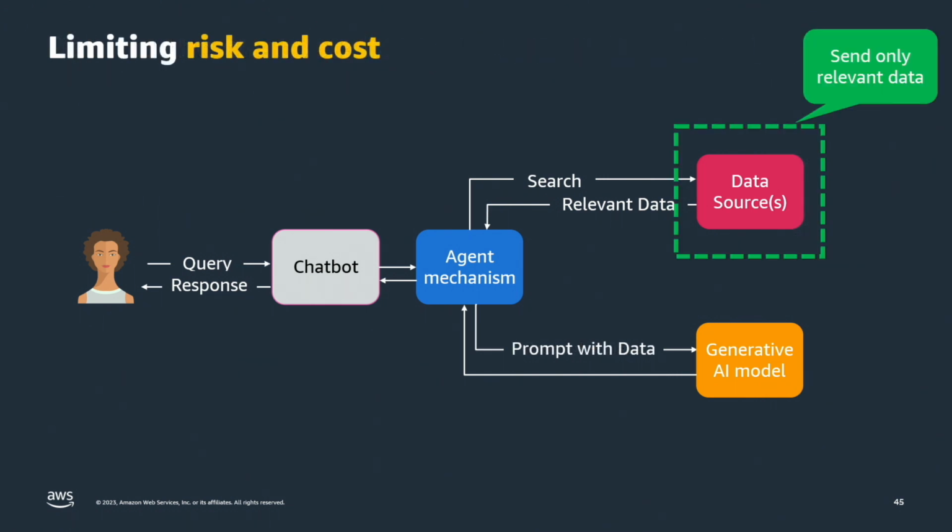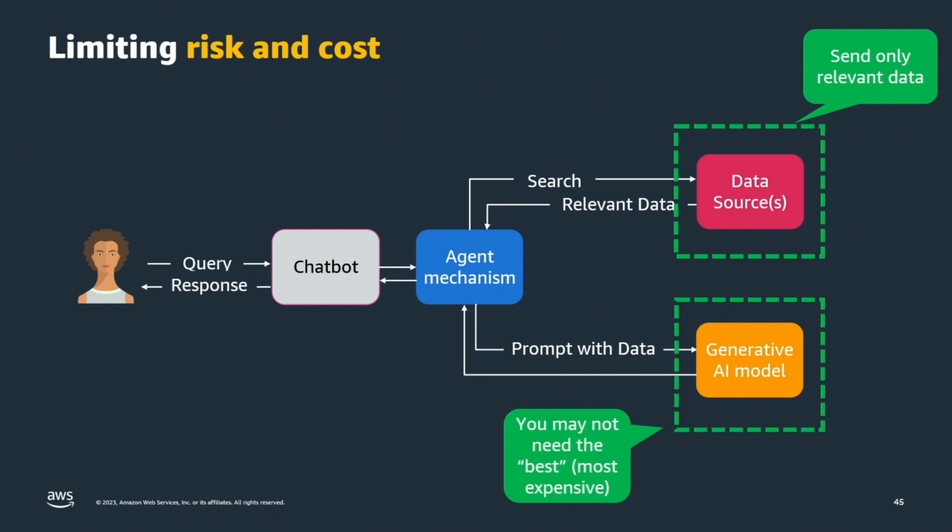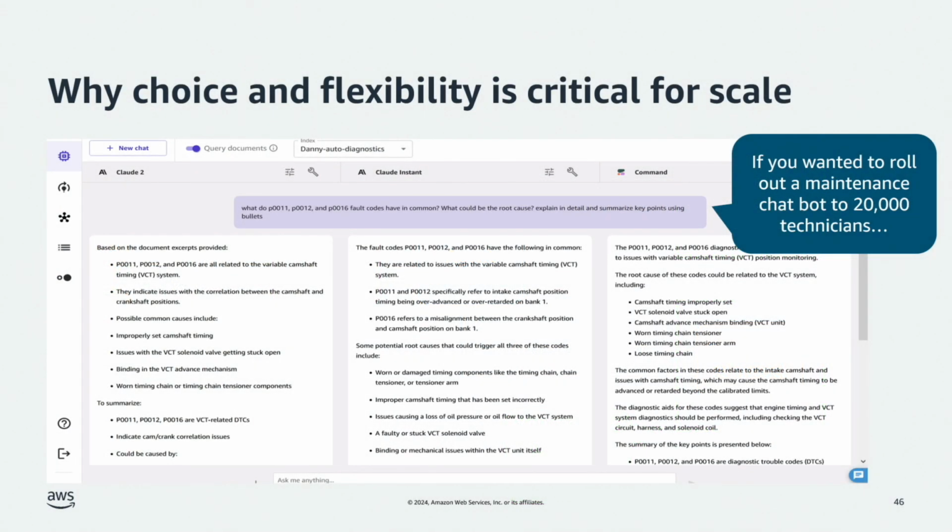So now there's a couple of things to think about. One, with this kind of architecture, you only need to send relevant information. But two, you don't necessarily need the best model, which is always the most expensive model, to get a good factual answer. This is really important, so let me show you.